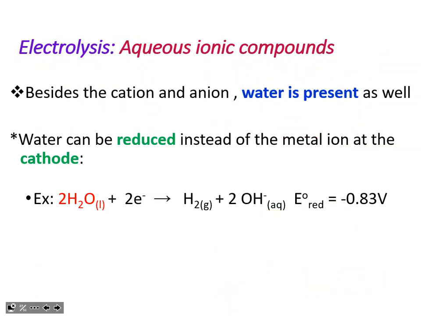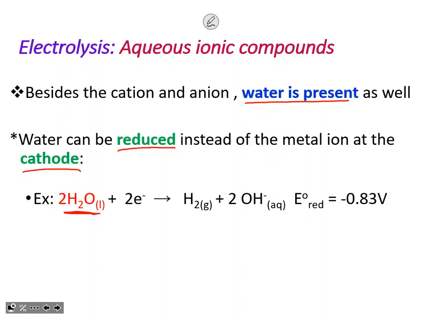All right, so let's look at the aqueous ones, because those are more confusing. One of the problems if you dissolve a salt in water is that you have the free ions, and yes, you can manipulate those to do redox, but you also have water present. Water is part of it, and water can also undergo redox. Water can be oxidized and water can be reduced. Here is the reduction reaction for water. It can be reduced at the cathode instead of the metal.